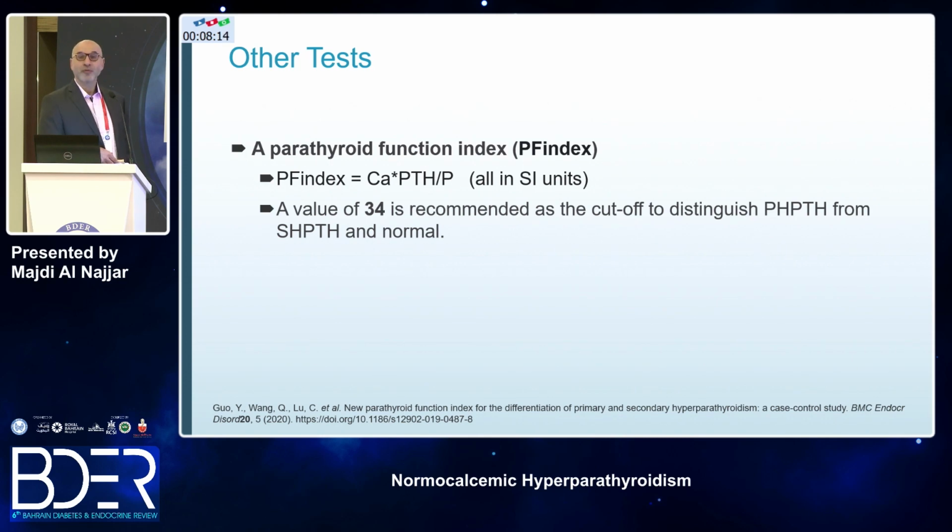If the value is over 34, it suggests this patient has normocalcemic primary hyperparathyroidism rather than secondary hyperparathyroidism. But still, this probably needs to be validated with a bigger study, because this study, I think, was small, but it's a good way of doing it if you are still in doubt.